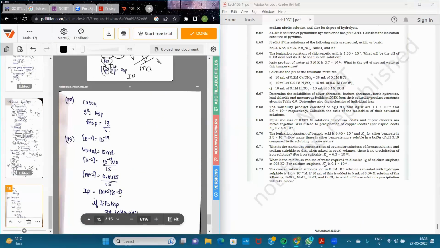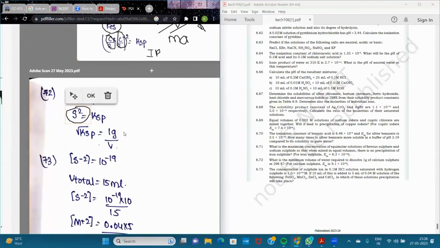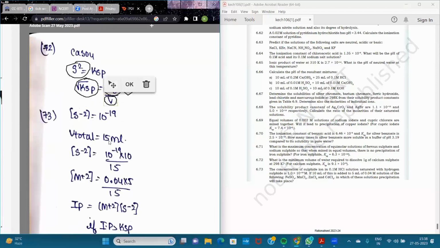It is, what is the minimum volume of water required to dissolve 1 gram of calcium sulfate at 298 Kelvin? For calcium sulfate, the KSP is 9.1 into 10 power minus 6. Here, we can directly find the solubility as S square equals KSP. Solubility is weight per unit volume. So, weight of CaSO4 is given as 1 gram and per unit volume. From this relation, root KSP equals 1 gram per volume. We can easily find the volume of the solution.